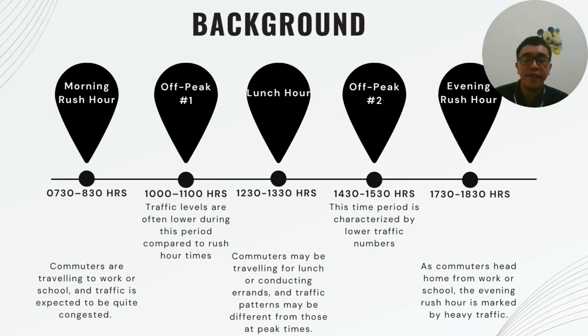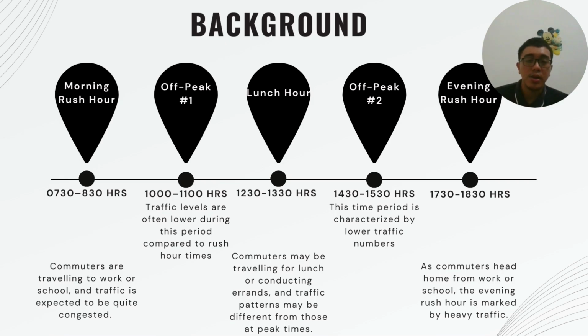These are the five distinct time periods that were chosen. Firstly, the morning rush hour, from 7:30 a.m. to 8:30 a.m., where commuters are traveling to work or school and traffic is expected to be quite congested. The next time period is the off-peak one, from 10 a.m. to 11 a.m., where traffic levels are often lower compared to rush hour.